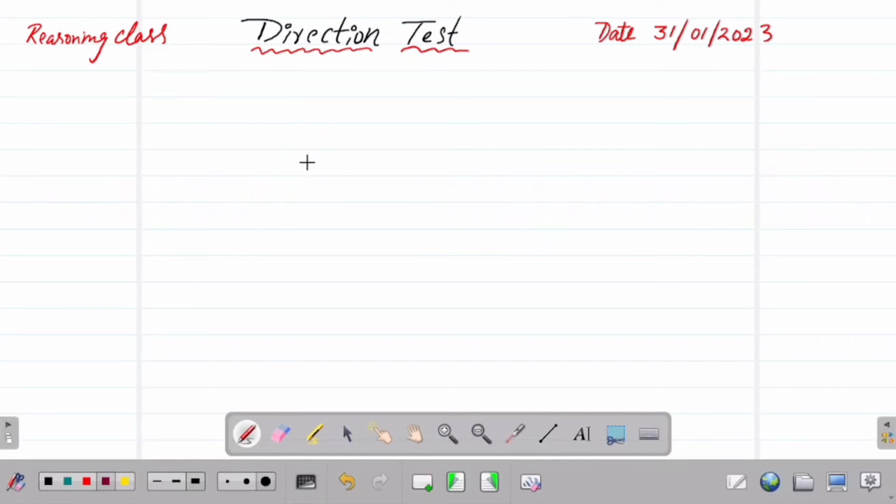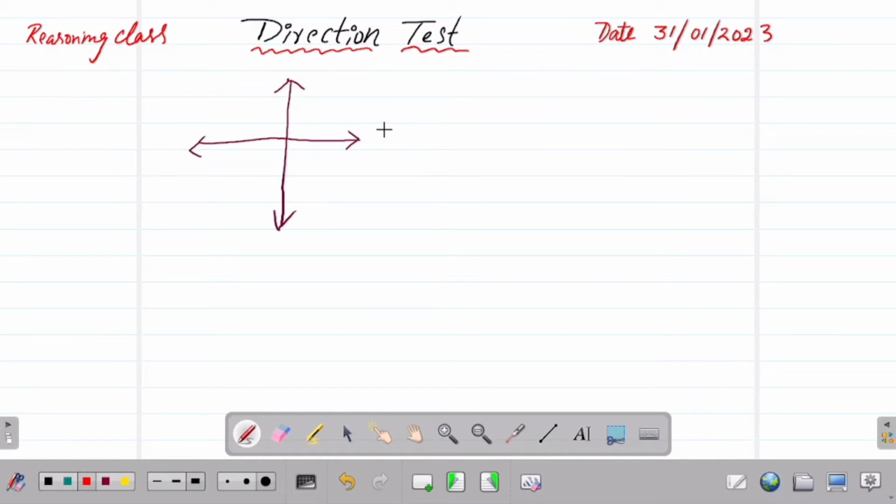We are going to start the direction test. First of all, I want to explain the basic things. So first of all, I want to explain your basic directionality. I'm drawing one diagram, right? See here, we have to know these things. These are the basic things.